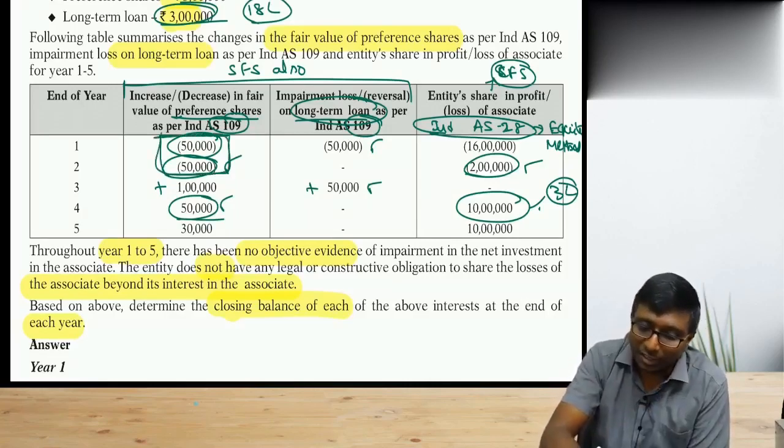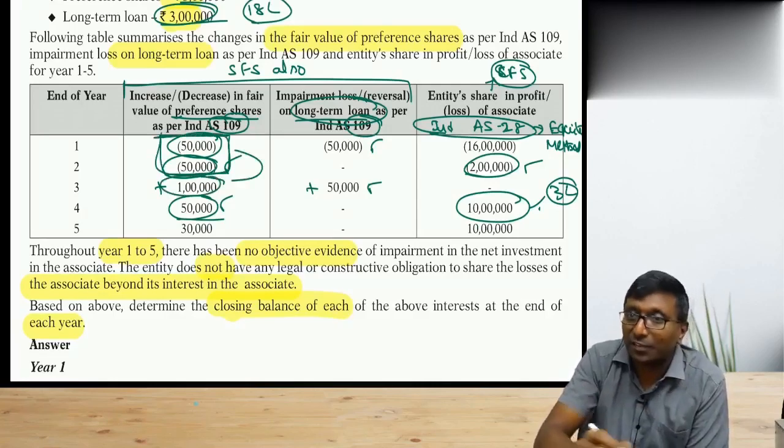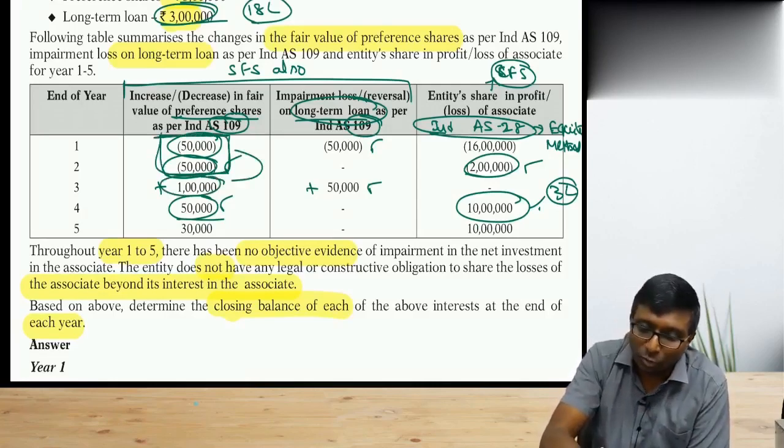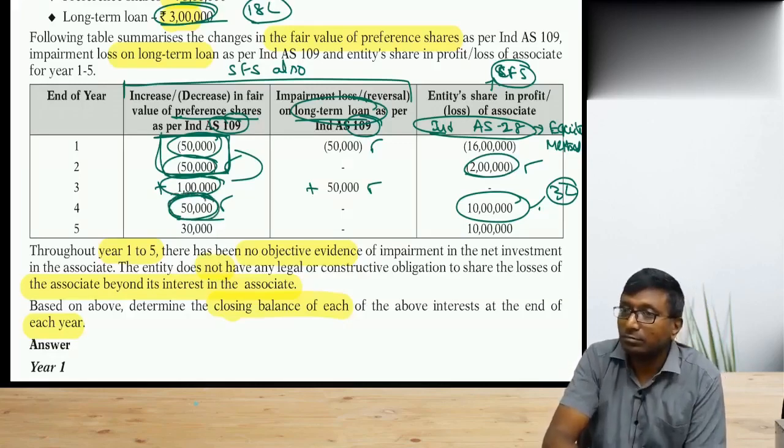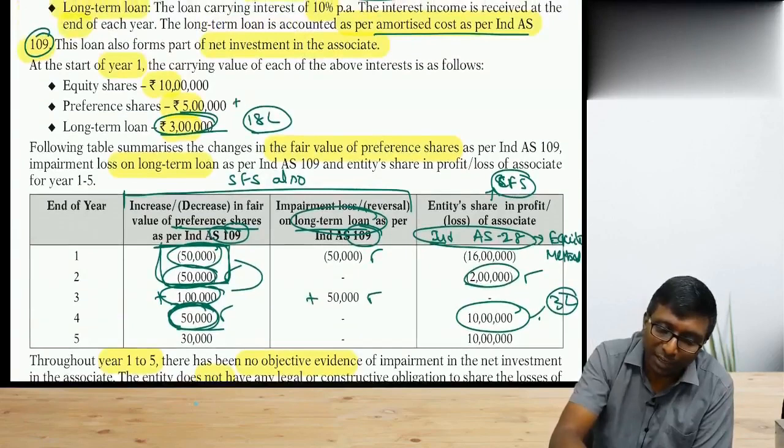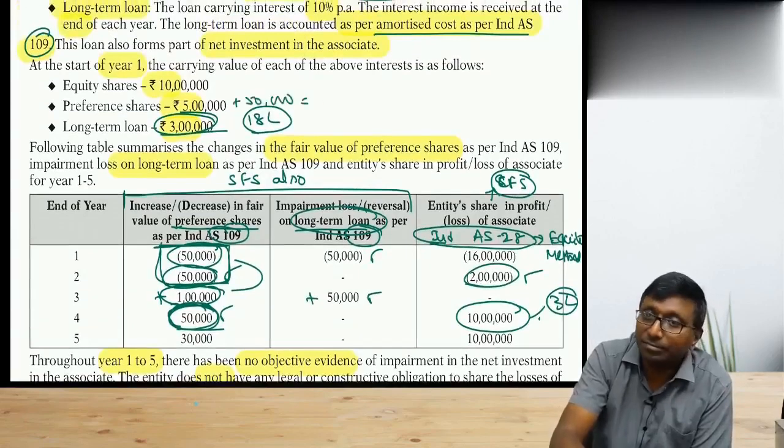1 lakh was there. Correct. This 1 lakh gain is already offset. What is the balance sitting today, how much? This 50,000 is also there, no? Balance is equal to 5 lakh plus 50,000, that will be confirmed.